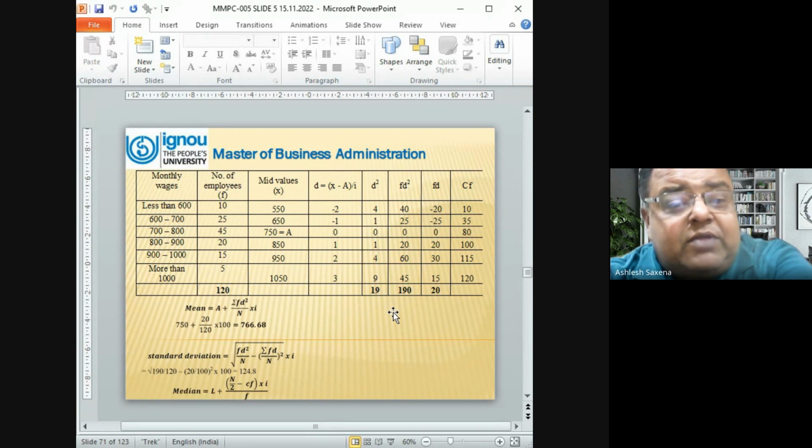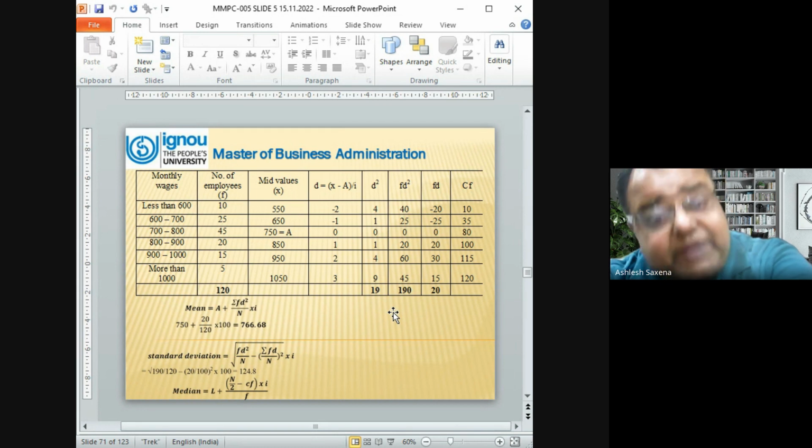In the center, you will find that I have marked this at the third value, as I've assumed that A is equal to 750. In front of that, I will straight away write 0. Above it, minus 1, minus 2. And below 0, I will be writing 1, 2, 3. First of all, I will be squaring D, D square. Then I will be calculating FD square. Then FD and then CF.